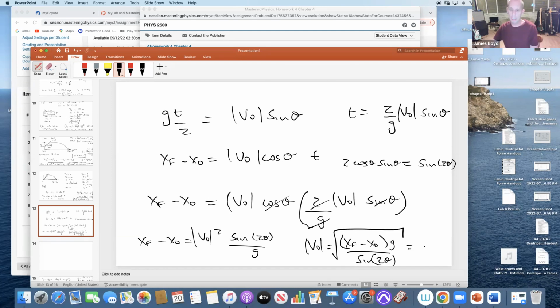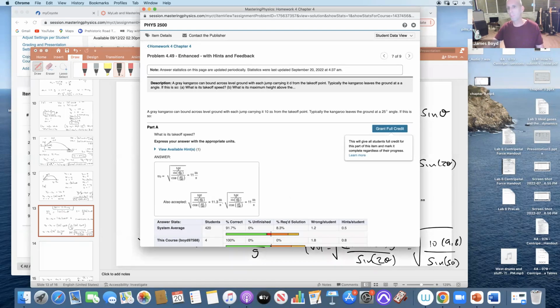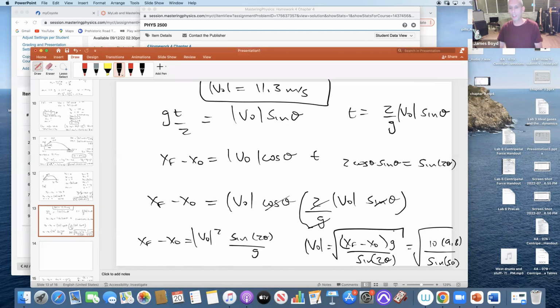X final was 10, x initial was 0, so 10 times 9.8 over sine of theta. Theta was 25 for me, so sine of 50. 10 times 9.8 divided by sine of 50 degrees. Taking the square root, I get 11.3. My v naught is 11.3 meters per second. They want just that.